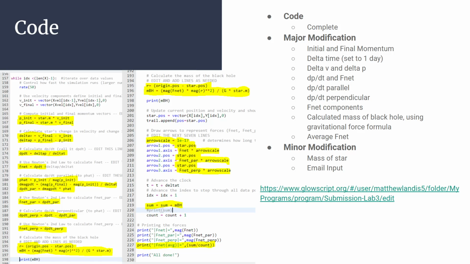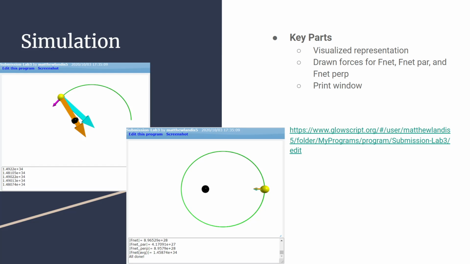For all other values, they were calculated using dp over dt, parallel and perpendicular. I was also able to solve for the instantaneous mass of the black hole using an application of the gravitational force formula. I then solved for the average mass during the entire time period of one complete orbit and visualized the force components using arrows. On screen now is a screenshot of my simulation. On the left is my model during execution, and on the right is shown completed.